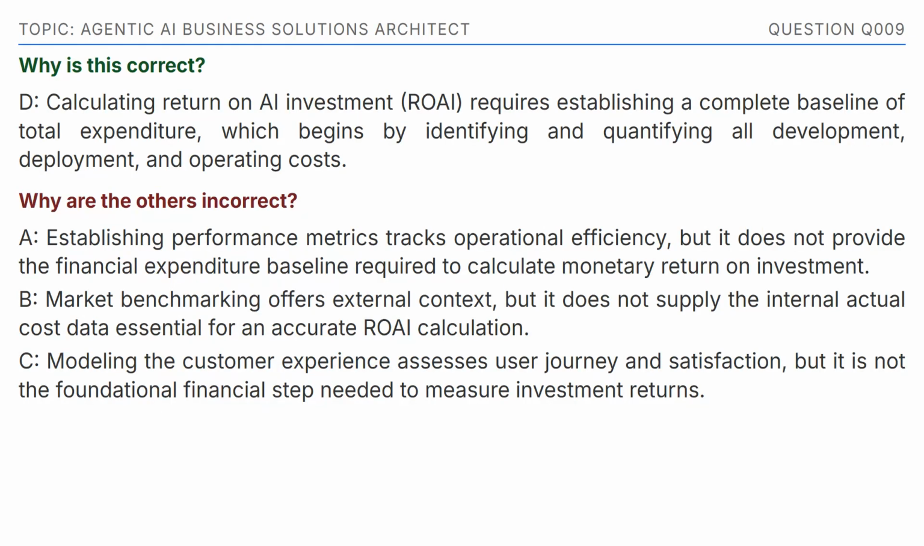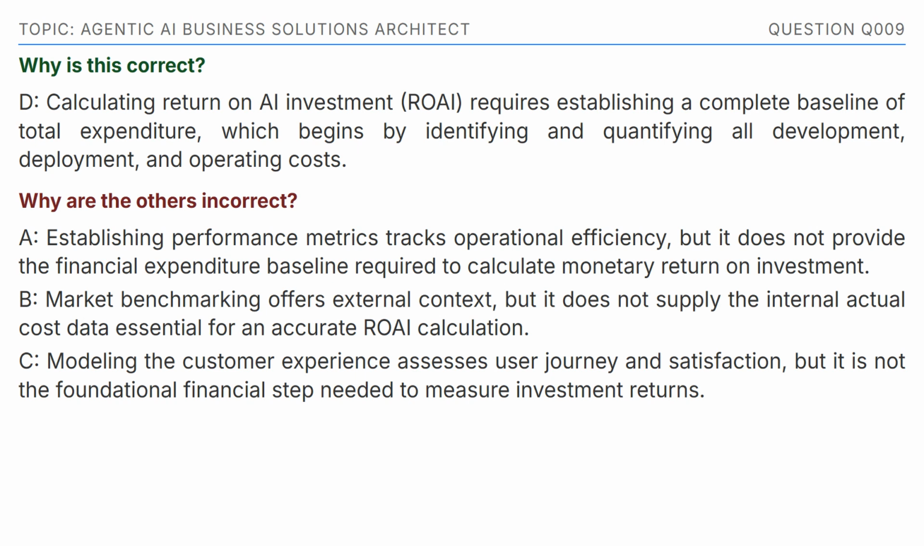Why is this correct? D. Calculating return on AI investment, ROI, requires establishing a complete baseline of total expenditure, which begins by identifying and quantifying all development, deployment, and operating costs. Why are the others incorrect?